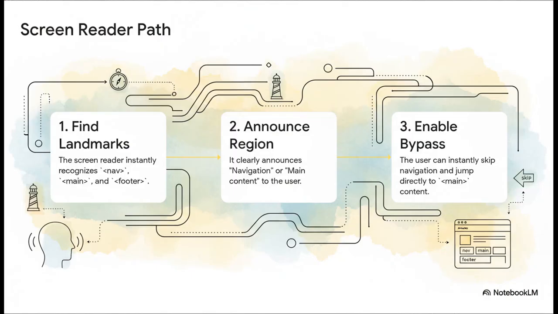Okay, so check this out. Imagine you're using a screen reader. With old-school div soup, it's like trying to navigate a city with no street signs. You're just lost. But with semantic HTML, those tags, like nav and main, act as giant clear landmarks. The screen reader can immediately announce, okay, here's the navigation, or we're now in the main content. This means a user can just say, skip the nav, and jump right to what they came for. It's a total game changer.